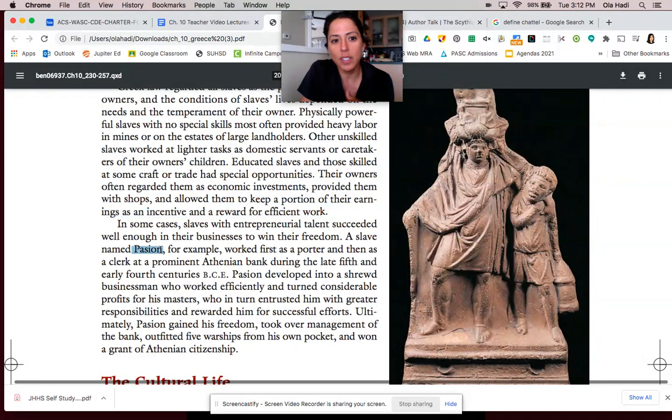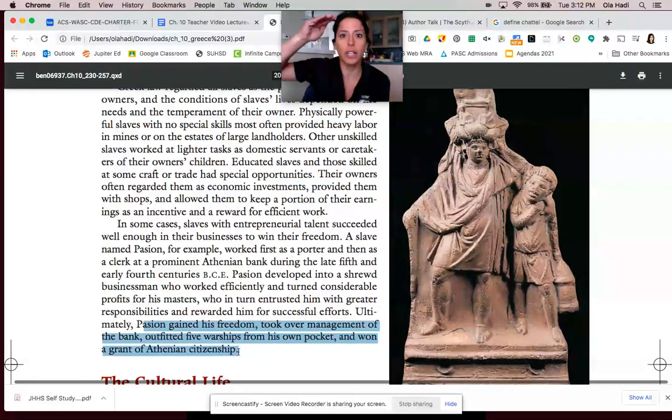And your book gives you an example of a slave named Pasion, who started off working in a basic position as a porter, then as a clerk, and then eventually turned himself into a very successful businessman and was able to purchase his freedom and gain citizenship, so gain a position of high status within the Greek city of Athens.